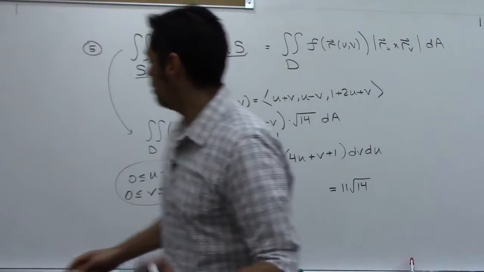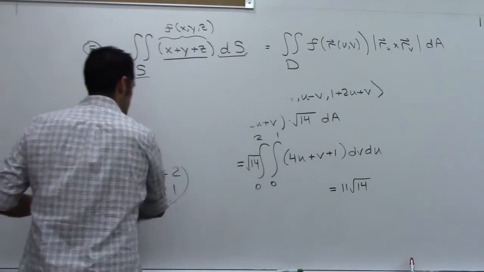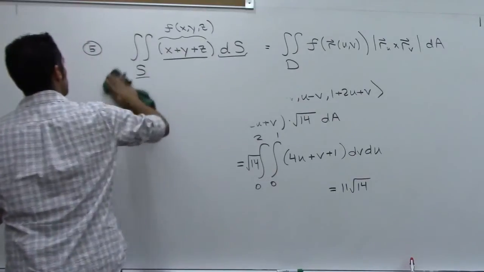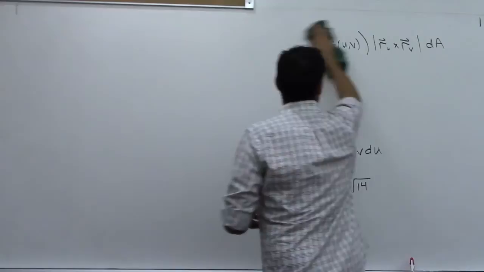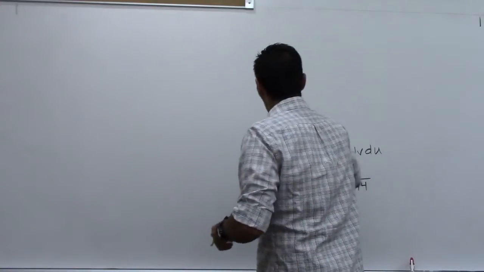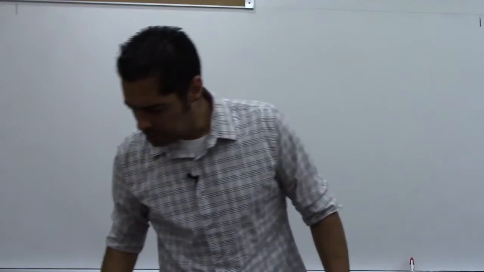They gave us the vector, the surface. They gave us the limits of integration. We were in business. All we had to do is just evaluate the cross product, take its magnitude, plug everything in and go. So let's see where these start to get a little messy.